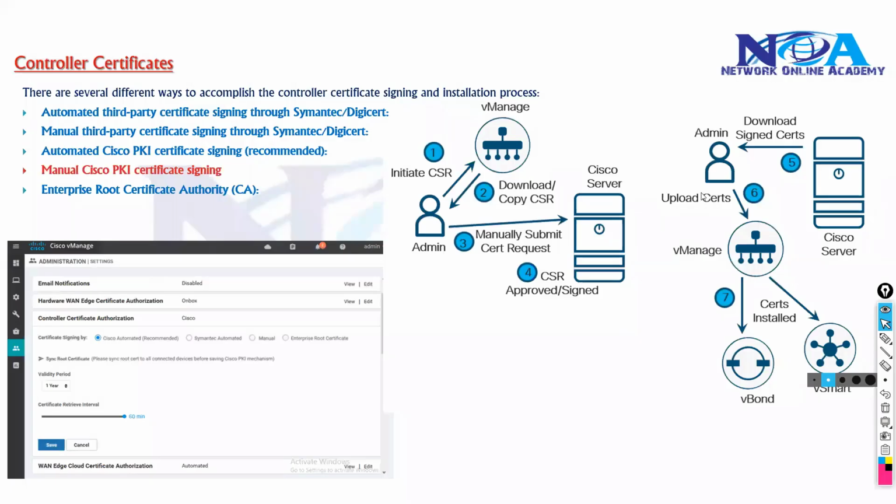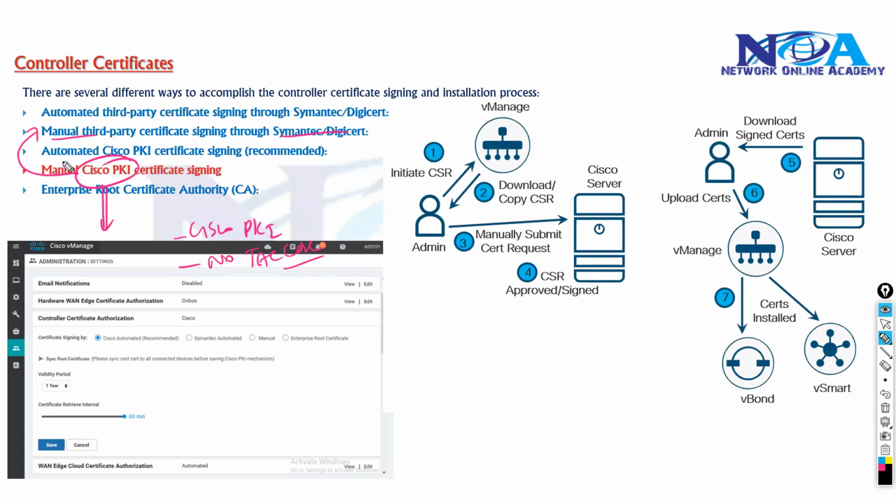So let's move to the fourth option and try to understand. Now, again, this is using the Cisco PKI, the public key infrastructure. Which means this is the same as the second option, but instead of using Symantec, we are using the Cisco PKI. And one more thing, there is no need to open the Cisco TAC case. That is again not required.